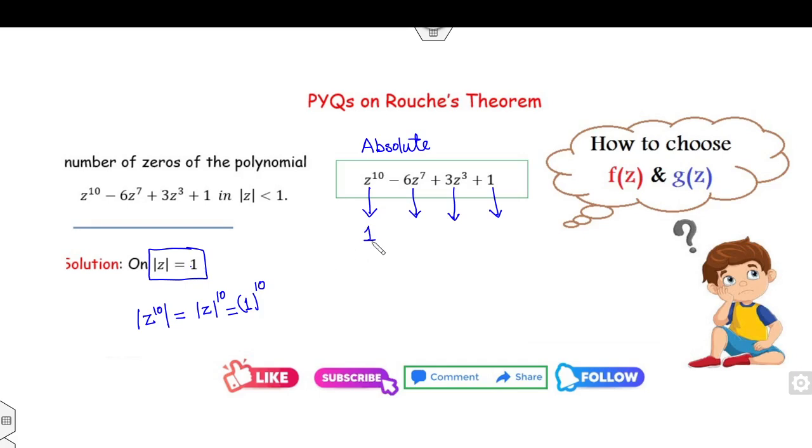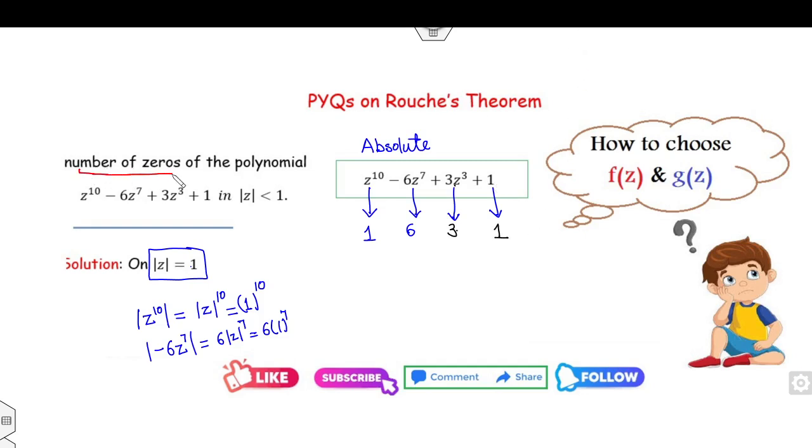So this answer is my 1. Look at the second term. It is minus 6 z raised to power 7. The absolute value is 6 into z raised to power 7, that is 6 into 1 raised to power 7. That is my 6. Similarly for the third component, the absolute value is my 3. Absolute value is my 1.